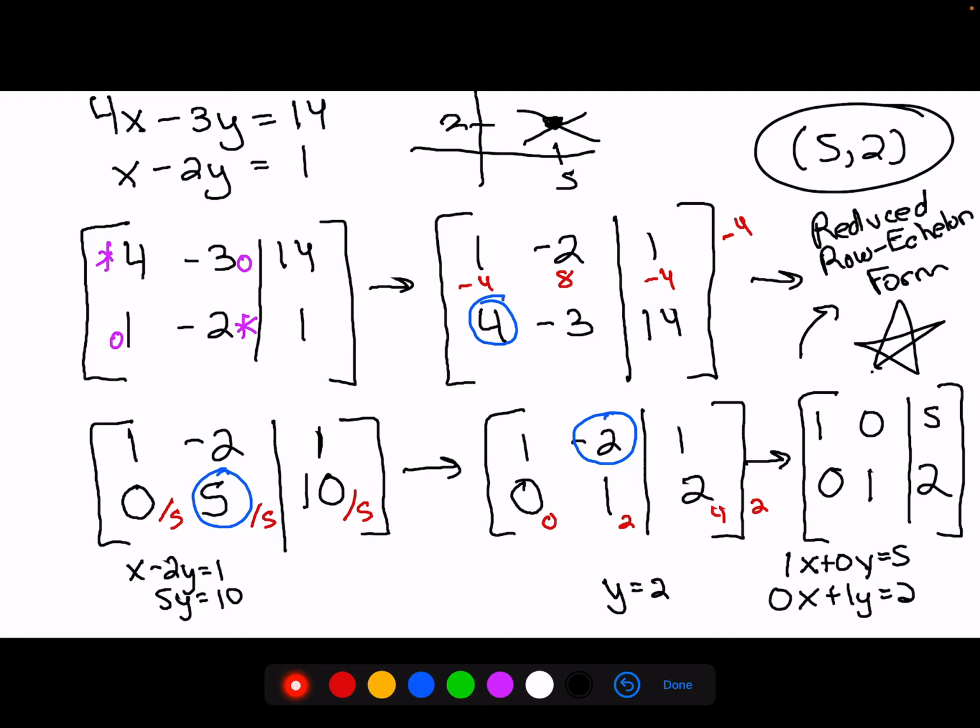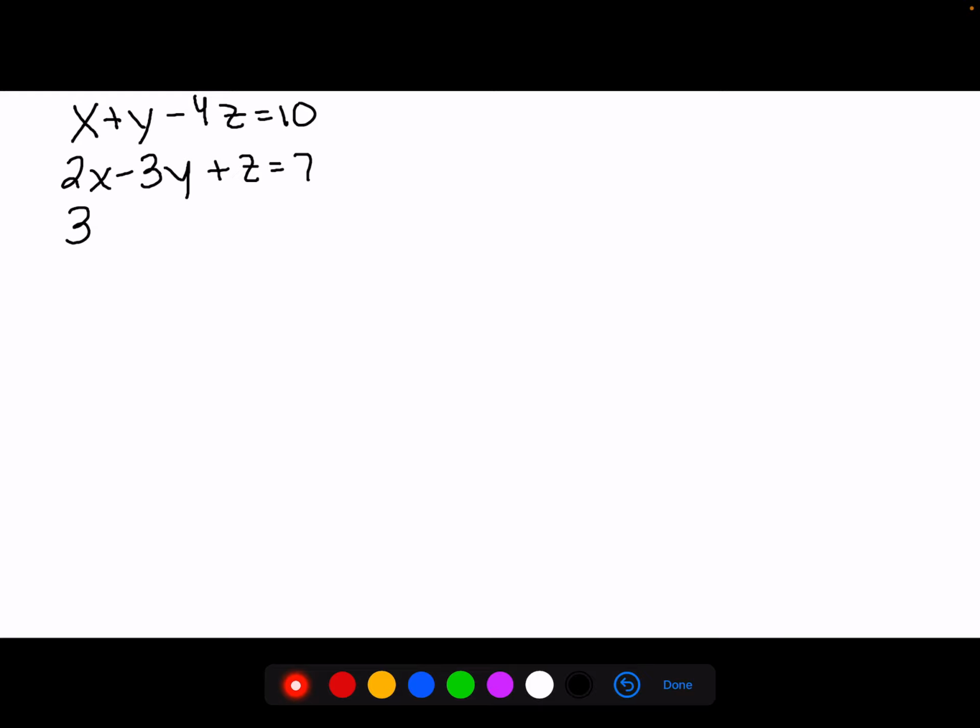How about we step it up a little? How about we do a 3 variable type situation? 3 equations with 3 unknowns. All right. Let's say we have x plus y minus 4z equals 10. 2x minus 3y plus z equals 7. 3x minus y minus z equals 12.